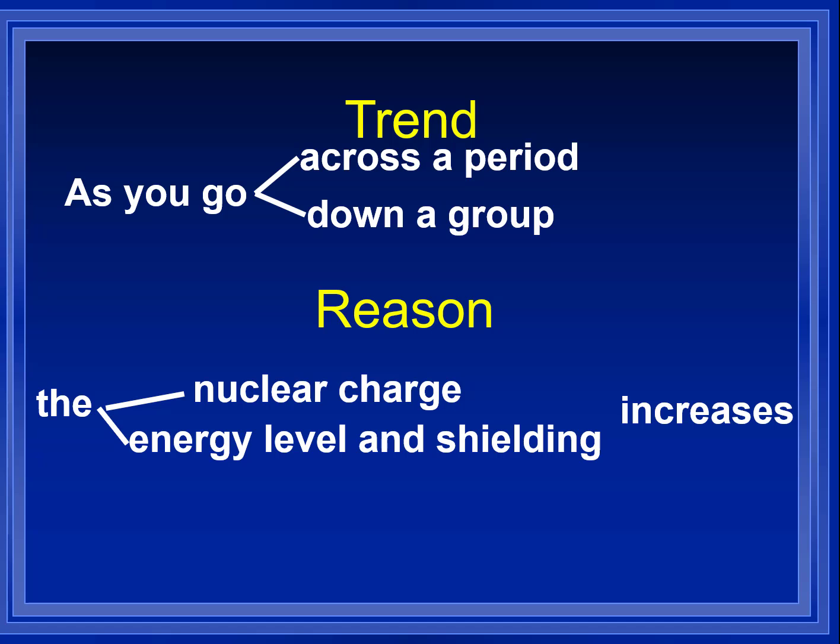So when somebody asks you to explain why, you can start off with these first two clauses. As you go across the period, the nuclear charge increases, or as you go down a group, the energy level and shielding increases. And you've got the reason right there, just have to tie it into what's happening in the atom.